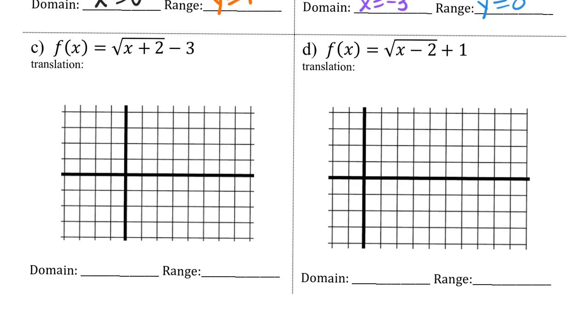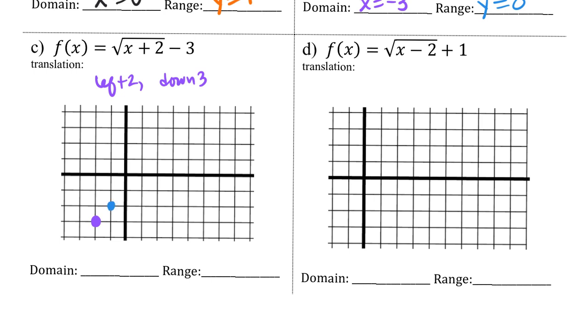Okay, can we do two translations? Let's try this. What is this? Left 2, down 3. Okay, we got that. Now the trick is the pattern. Square root of 1 is 1, so I'm going to start with that.